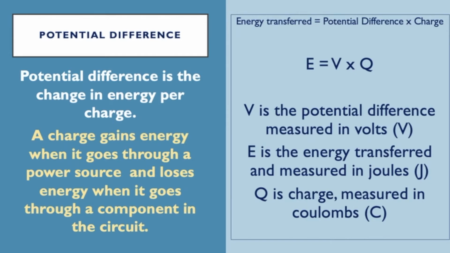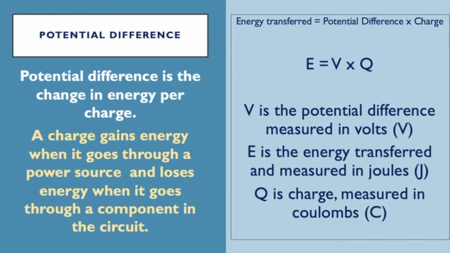We can say that the energy transferred equals the potential difference times the charge. And we've got E for energy transferred, V for potential difference, because potential difference is measured in volts. You could also say voltage instead of potential difference. And charge is Q for the quantity of charge. So E equals V times Q is our equation, where V is the potential difference measured in volts, E is the energy transferred and measured in joules, and Q is the charge measured in coulombs.